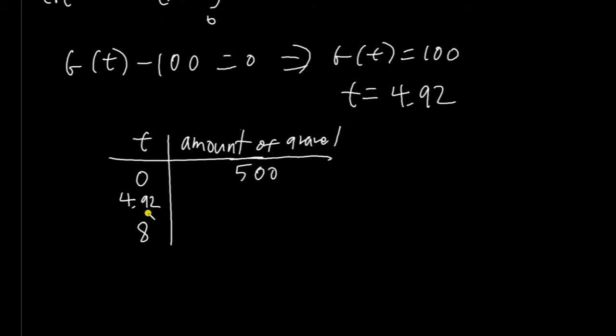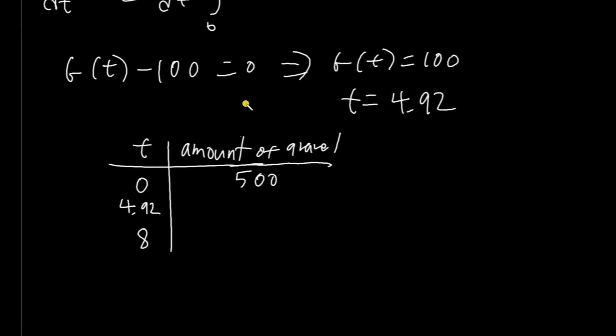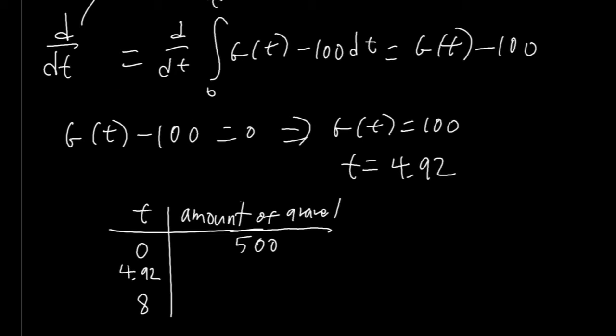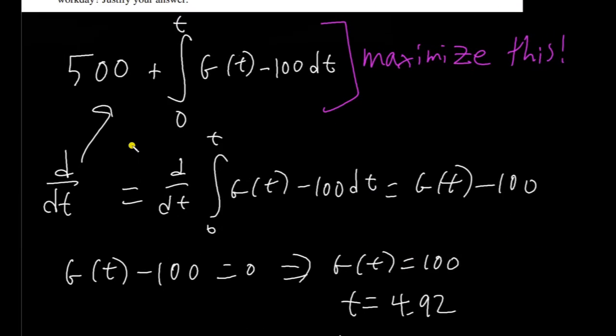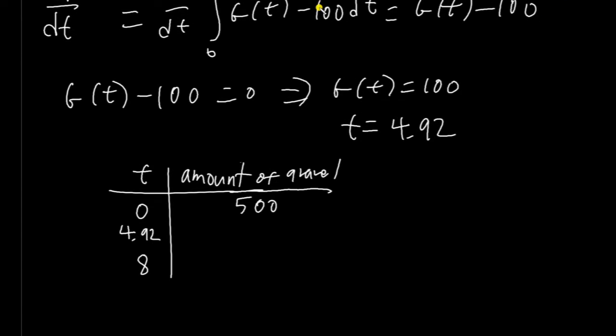And then at t equals 4.92, how do we figure that out? Well, we literally just take this function. Remember, we said this function tells us the amount of gravel, right? We're going to take this function and plug in t equals 4.92 into here. So you do 500 plus the integral from 0 to 4.92 of g of t minus 100, and you put that in your calculator, and you're going to get 635.38.